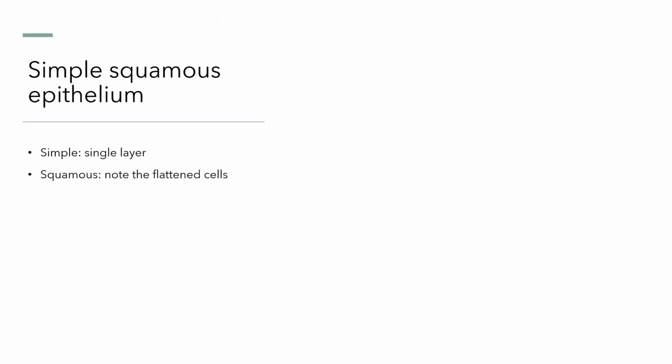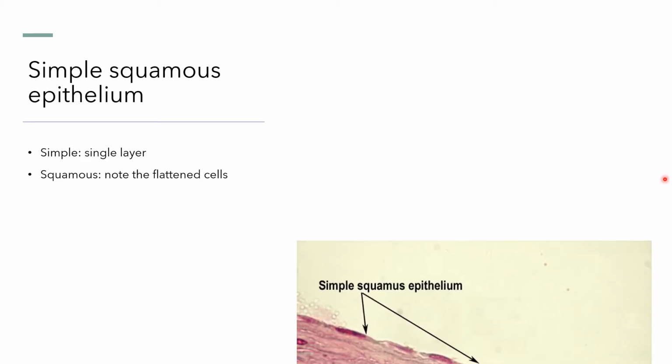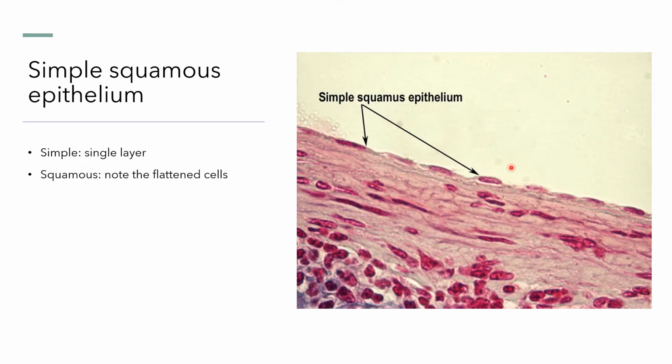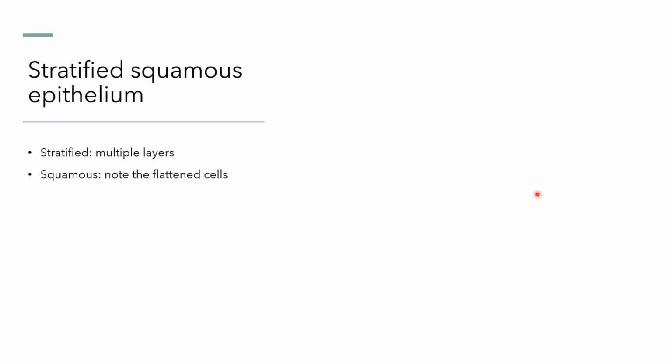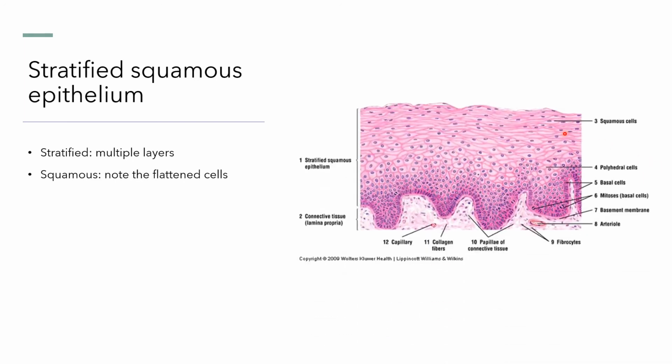Let's talk about simple squamous epithelium. Simple means single layer, and squamous means that the cells are flattened. If you look at this single layer right here, it's one layer of flattened cells, hence simple squamous epithelium. Stratified squamous epithelium: you've got multiple layers of flattened cells.